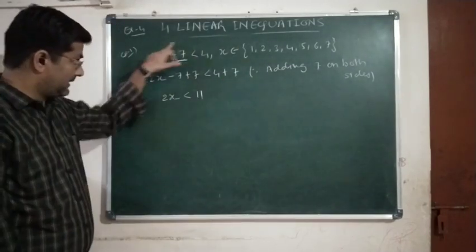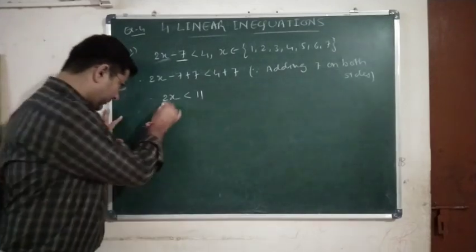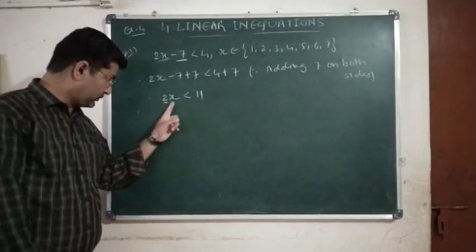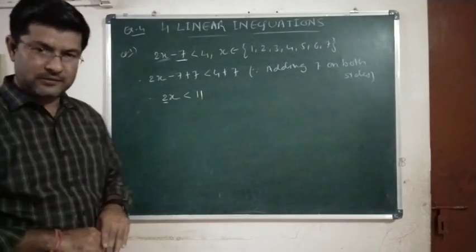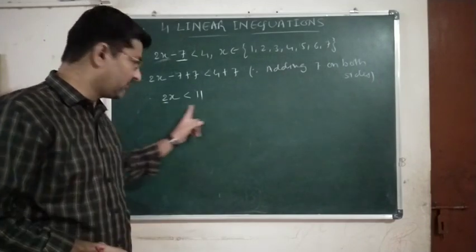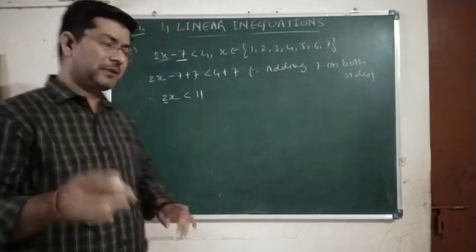Clear? So now minus 7 we have removed. Now what is left with x? 2. Clear? So we have to remove 2. Now we know that 2 is in multiplication with x. So the opposite operation of multiplication is division. So what we will do, we will divide both the sides by 2.